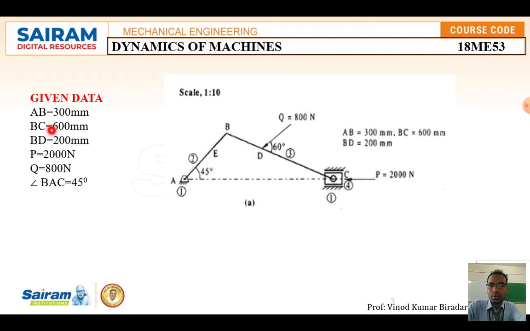Again, they have given BC. At point B, cut an arc with a length equal to 600 mm with a horizontal line. So you are going to get one point. Now you join the B and C line. This element is element number 3.